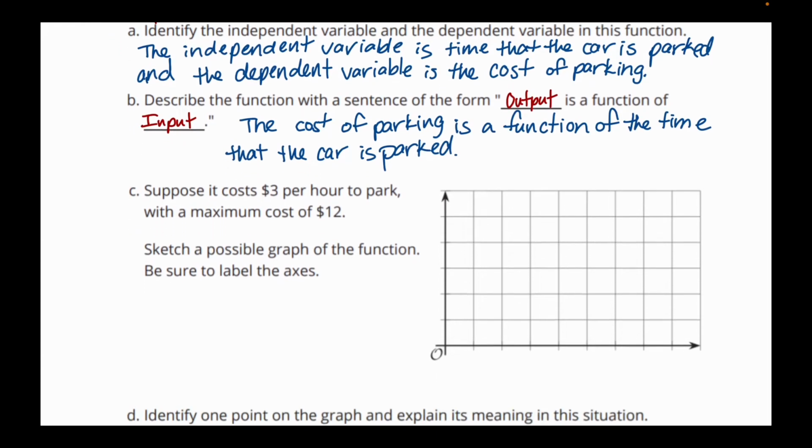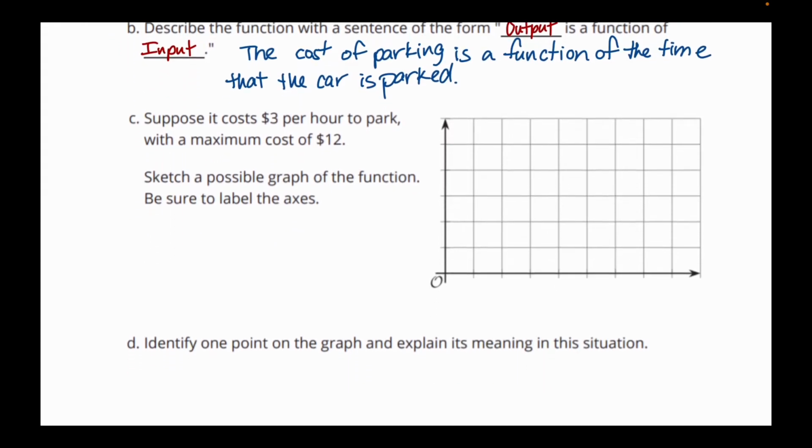Okay, so now we're going to look a little bit more at this in sort of a graph. So suppose it costs $3 an hour to park. So I'm going to make a little mental note of this, but also underline it for myself, $3 an hour, and a maximum cost of $12. We're going to sketch a possible function. So input is our independent, which is always going to go on our horizontal axis. So I am going to have hours on my horizontal axis down here, and I'm going to label these 1, 2, 3, just count by ones. So 4, 5, 6, 7, 8, and even 9.